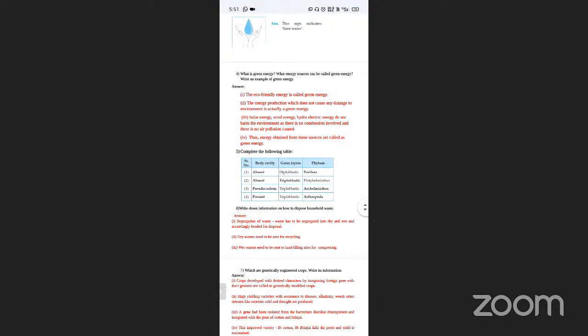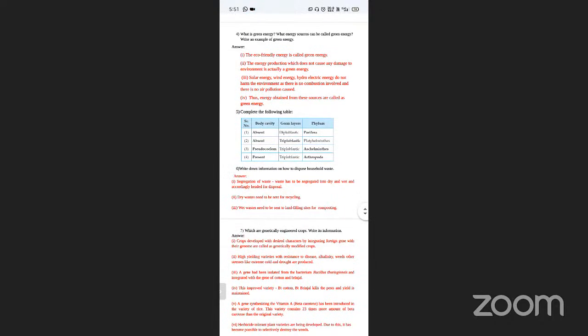Then the next question, number 4: what is green energy? What energy sources can be called green energy? And write an example of green energy. Here there are 3 questions. Firstly, you are supposed to write what is green energy. Second, what energy sources can be called green energy. And third, you are supposed to give some examples of green energy.